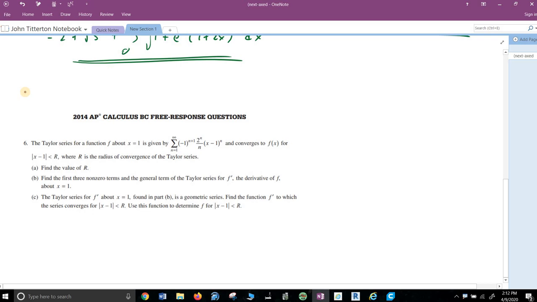Alrighty. Taylor series. This looks horrible. It's not, it looks confusing. It is, but it's not that bad. First thing it says, find the value of R, which is the radius of convergence.